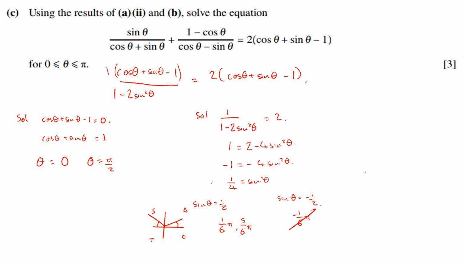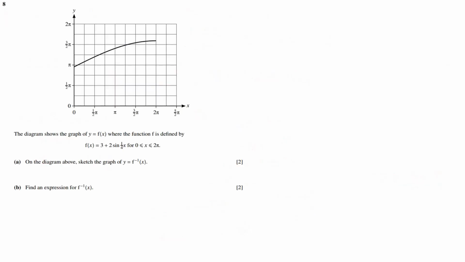All right, so our solutions were theta equals 0, pi over 2, 1/6 pi, and 5/6 pi. A really, really tough question. That whole thing was very, very difficult.